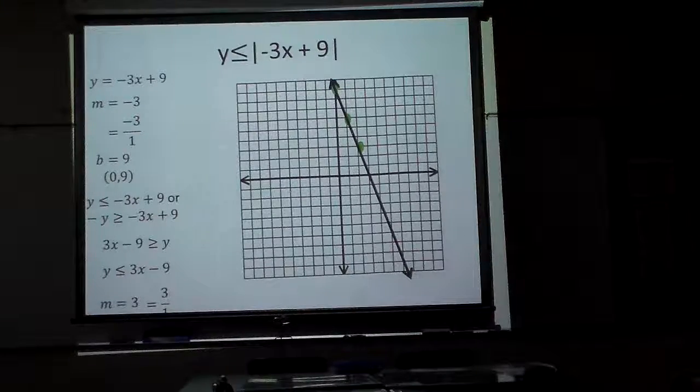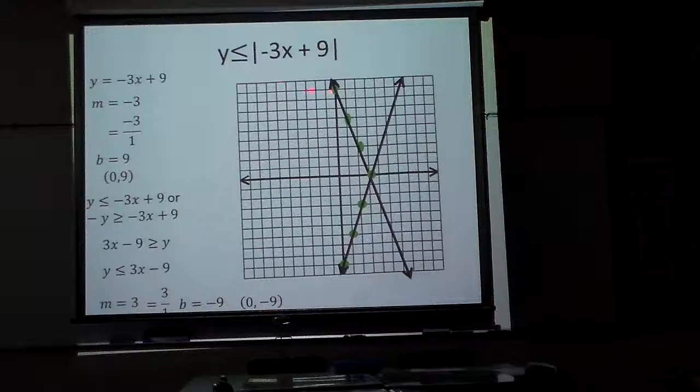The slope is 3 now, with 3 over 1. Notice, and what did I say, y-intercept now at negative 9? Everything just kind of switched. The negatives became positives, and the positives became negatives. Graph it, start at negative 9, go up 3 over 1, up 3 over 1, up 3 over 1. Solid line.